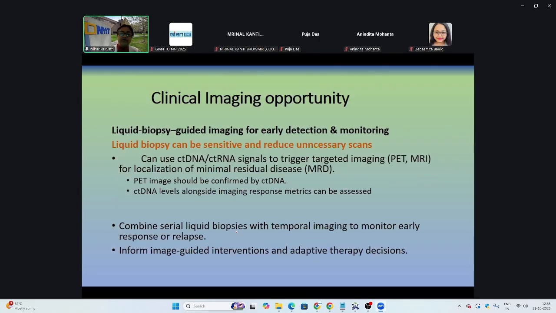Okay, so where is the imaging opportunity again? In here, in these clinical setups, not in preclinical. So we can use something called liquid biopsy guided imaging. Liquid biopsy guided imaging helps in monitoring. And so this is a liquid biopsy. It's just like picking up things from the blood.